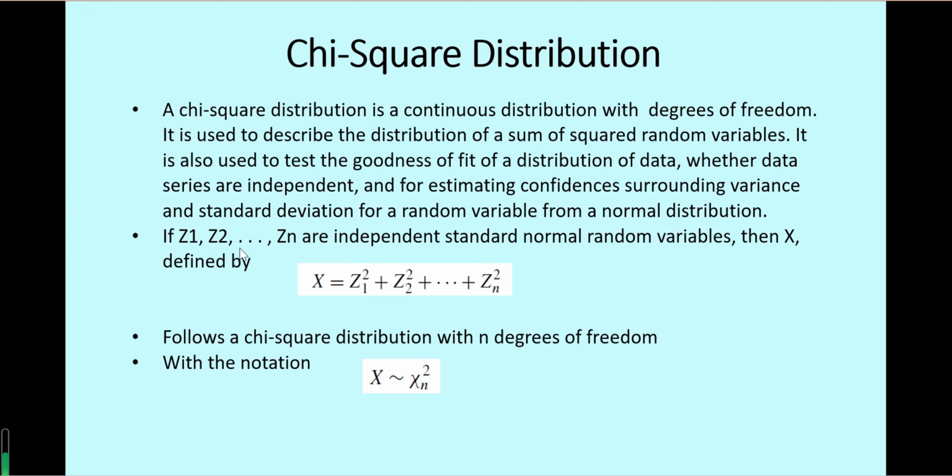And if we say Z1, Z2, up to Zn are independent standard normal random variables, and X is the summation of Z1 squared, Z2 squared, plus up to Zn squared, then X will follow a chi-square distribution with n degrees of freedom. So the notation of chi-square distribution is chi-square n.